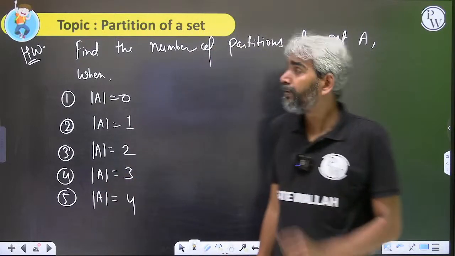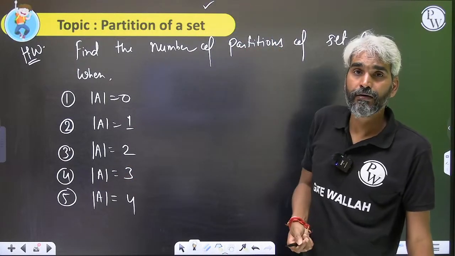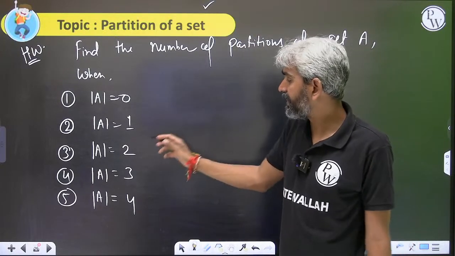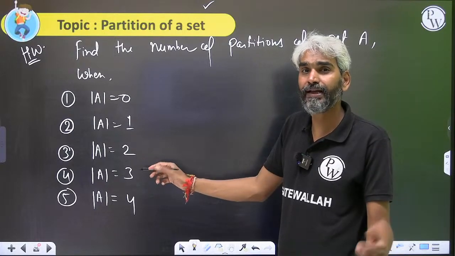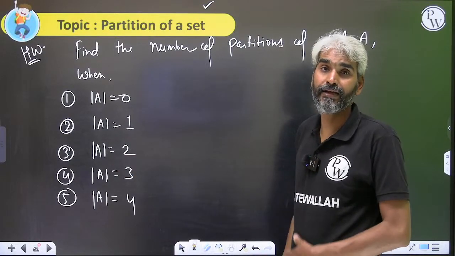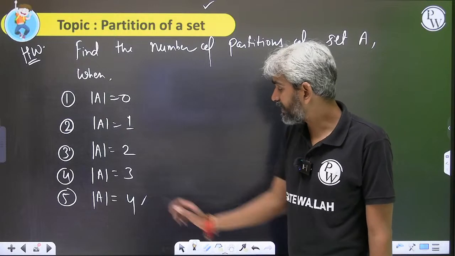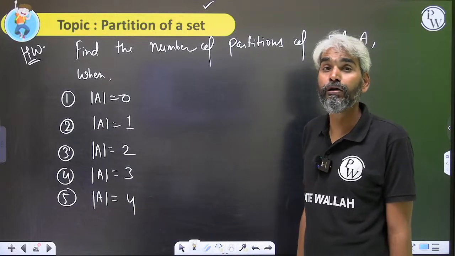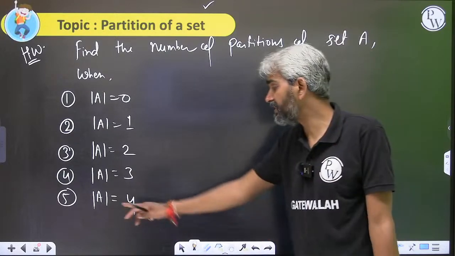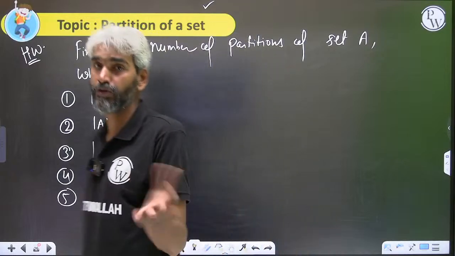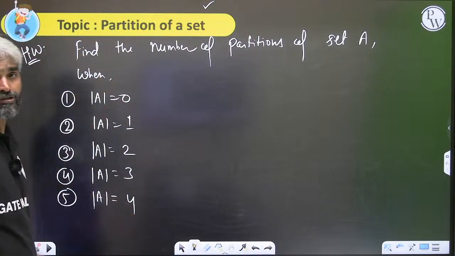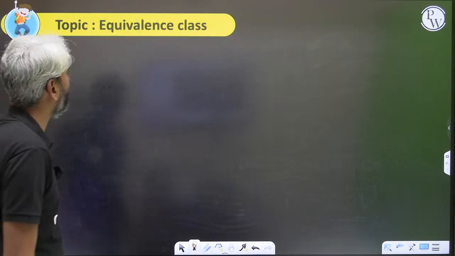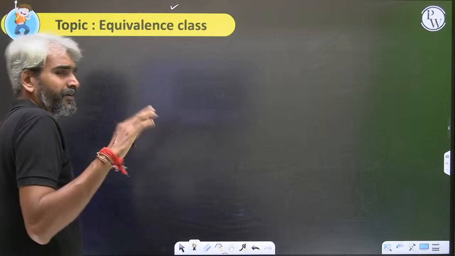Now, why is it important? Because the number of partitions of a set will eventually define the number of equivalence relations on that set. So if the cardinality of set A is 2, then the number of equivalence relations on set A will be exactly the same as the number of partitions of set A. If the cardinality of set A equals 4, then the number of equivalence relations on set A will be exactly the same as the number of partitions of set A of cardinality 4. So there is a one-to-one correspondence between the number of partitions of a set and the number of equivalence relations on a set. Clear? Equivalence class, that I will also define in the next class.